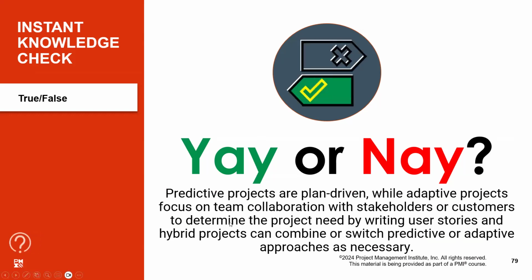You are right. This is a very right statement. Predictive projects are run in a plan-driven approach. Agile projects are run in a change-driven approach, and hybrid is a combination of them both.